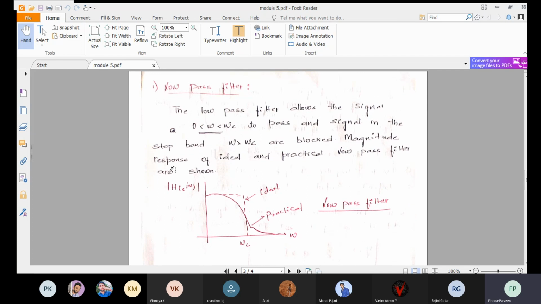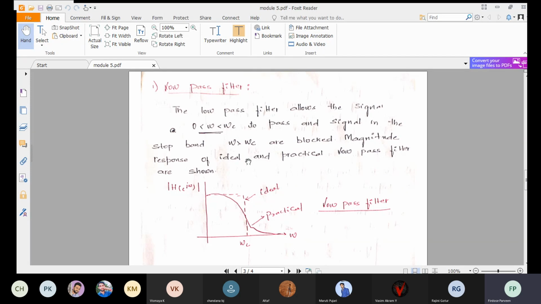So here there is a frequency response given. The low pass filter allows the frequencies from 0 to cutoff frequency, that is omega c. It passes the low frequencies, that is from 0 till omega c. Okay, so the signal in the stop band, that is frequency greater than omega c, will be stopped or blocked.